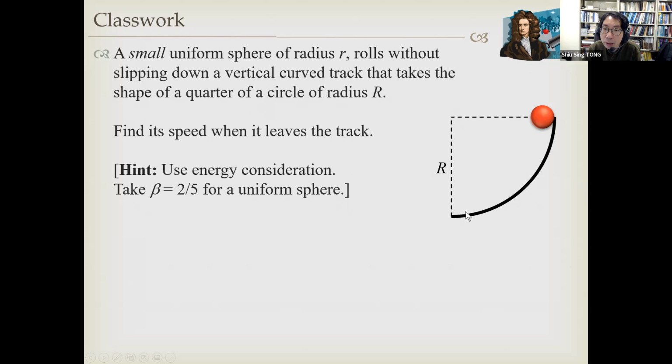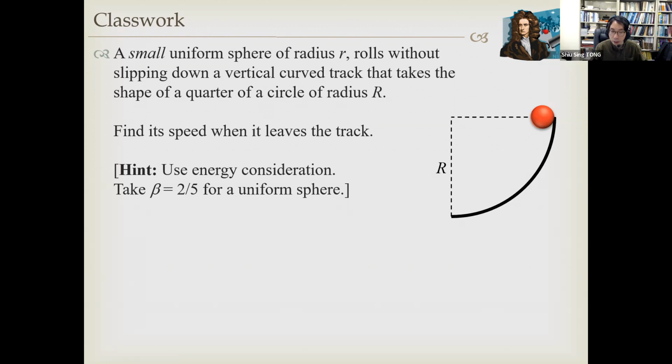I would like to find the linear velocity of the sphere at the bottom, at the lowest point of the track. And we assume that beta is 2/5 for a uniform sphere. So can you do it? It's not difficult.